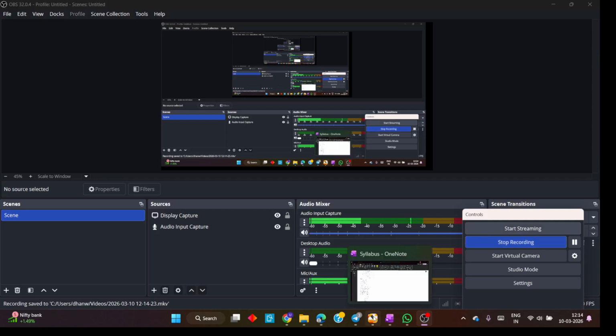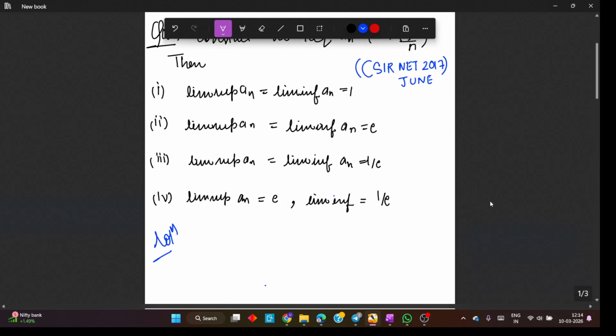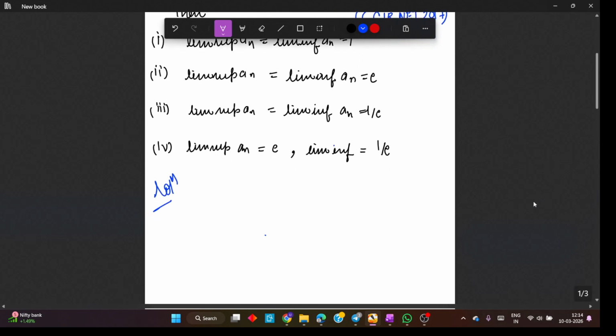Hello everyone. Today we shall solve a CSIR PYQ. In this PYQ we have been asked what is the limsup and liminf of this sequence. So first of all, let us see what is limsup and liminf.